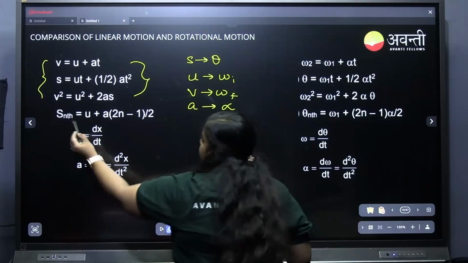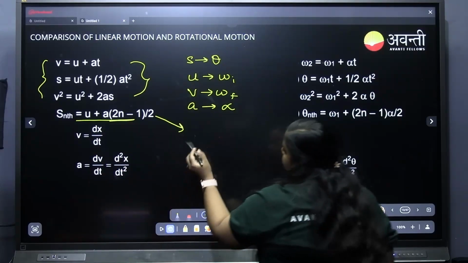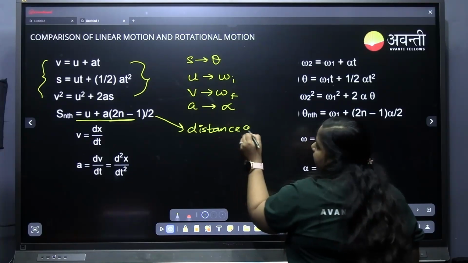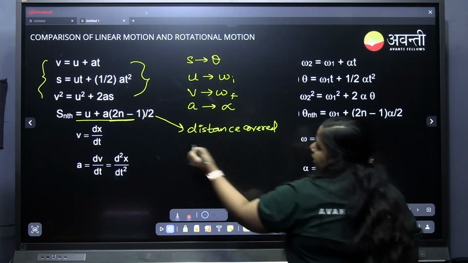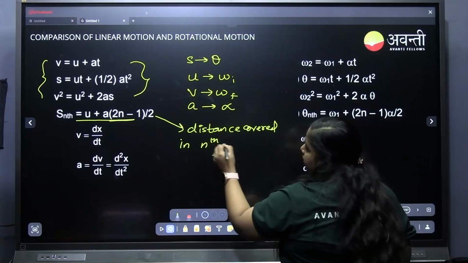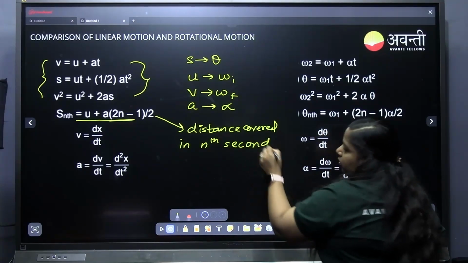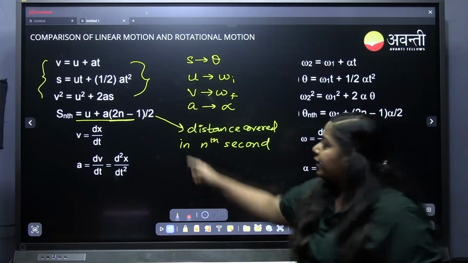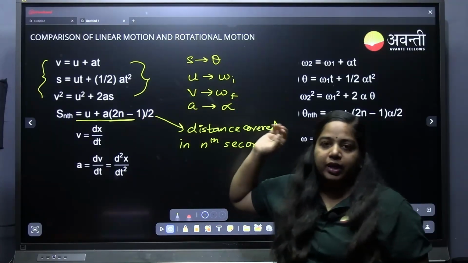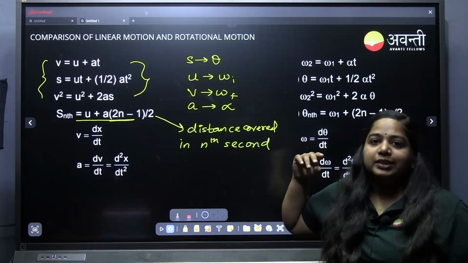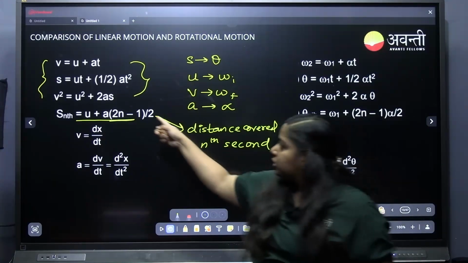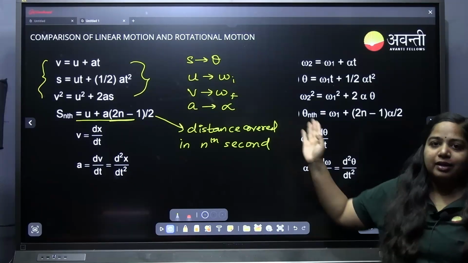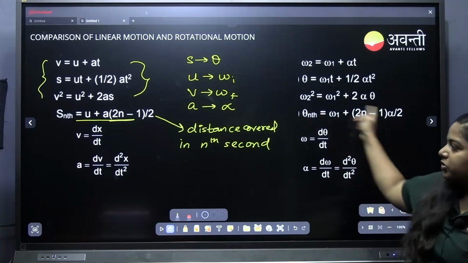This equation is the equation for distance covered in nth second. So from 4 to 5, how much distance is covered, you should know from this formula. In the 5th second, how much distance did it cover from 4 to 5, this formula we can use. Same way, for nth second, how much angle change, that is for this equation.